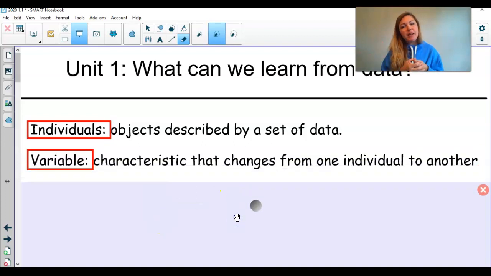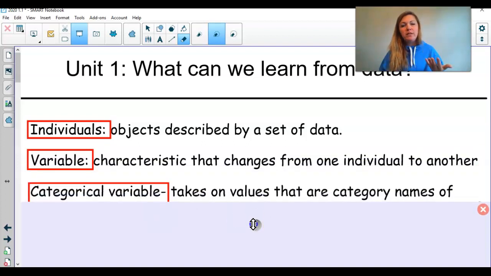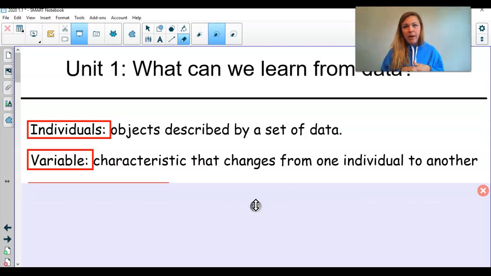Next one, a variable, a characteristic that changes from one individual to another. Okay, so we're looking at individuals. What's a variable? If we're looking at our AP Stats classroom, one variable would be your eye color. That can change from person to person, or your age, birth date, person to person, where you live. That's a variable. I live in New Hope. Someone else lives in Plymouth. Someone else lives in Robbinsdale. That's changing from person to person.